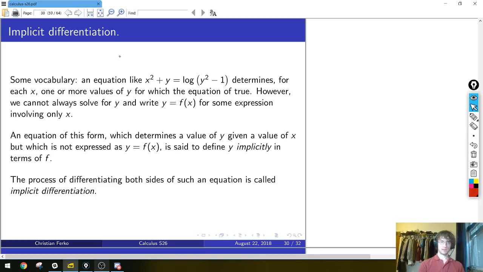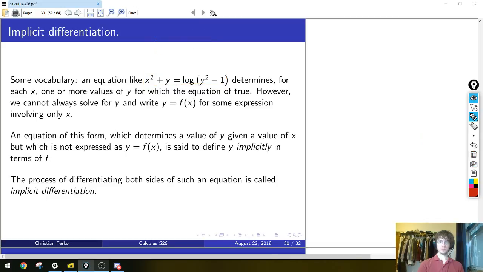Okay. So just the words. I'm going to put on a slide the words I've been telling you. So an equation like the one I just gave you, which is not solved for y. It's not of the form y equals f of x, the way we usually write functions of x. But you can think of this as a function because it determines for each x one or more values of y for which the equation is true. Right?